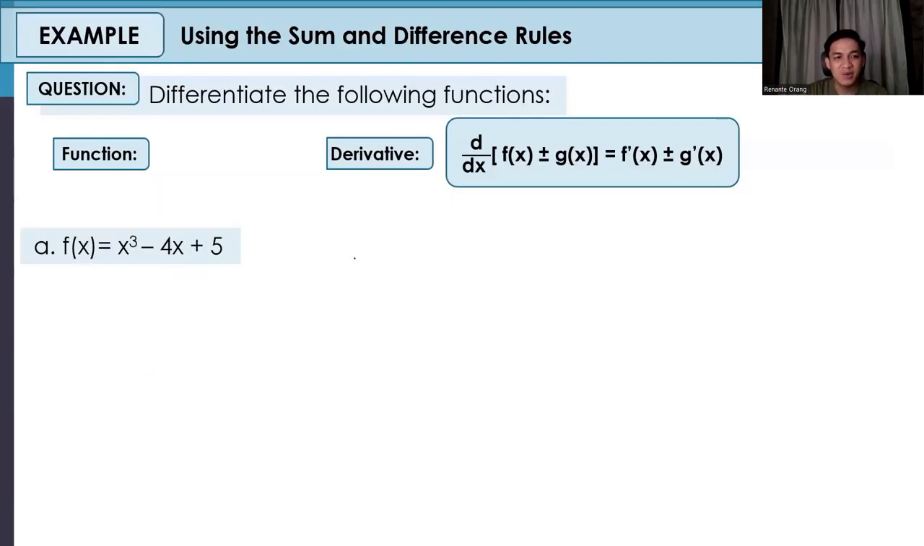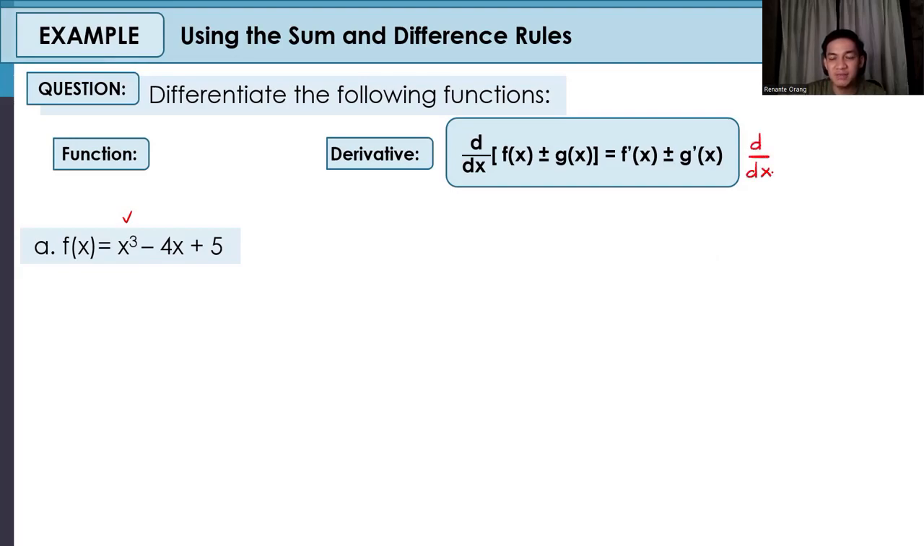Let us try with our first example. Differentiate the following function. F of x is equivalent to x cubed minus 4x plus 5. So, ibig sabihin lahat ng ating formulas kanina magagamit po natin. And then sabi ko kanina, if we have different functions, we just need to differentiate them individually, then copy lang natin yung kanilang mga sign convention. So, for this one, uunahin muna natin si x cubed. So, for that one, we will be using constant multiple rule.